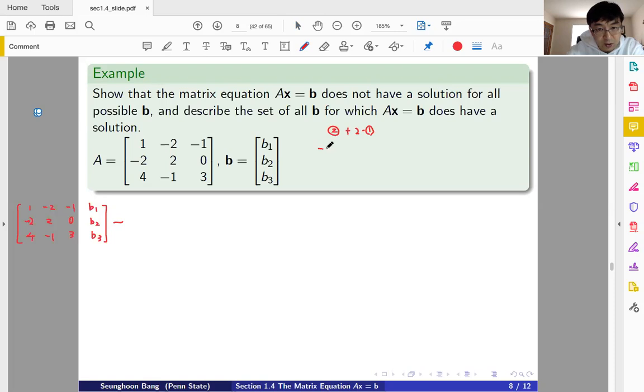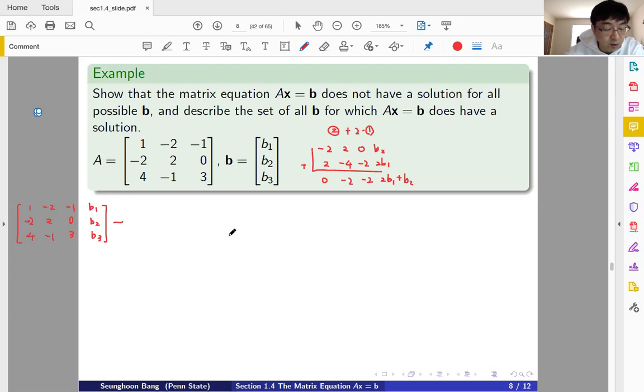The second row is negative 2, 2, 0, b2. The 2 times the first row is 1 times 2 is 2, negative 2 times 2 is negative 4, negative 1 times 2 is negative 2, and b1 times 2 is 2b1. And add it. So we have 0, negative 2, negative 2, 2b1 plus b2. This is the second row.